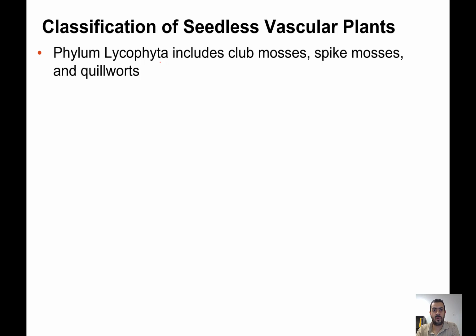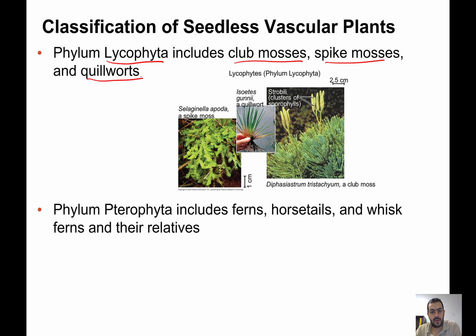If we classify the seedless vascular plants, we will see that we have two main phyla. First, the Lycophyta. This includes club mosses, spike mosses, and quillworts. So please keep in mind that these are not the true mosses, because mosses belong to the non-vascular plants. Then we have another phylum called Pterophyta. This includes ferns, horsetails, and whisk ferns and their relatives.